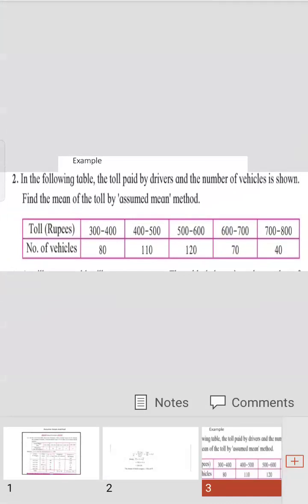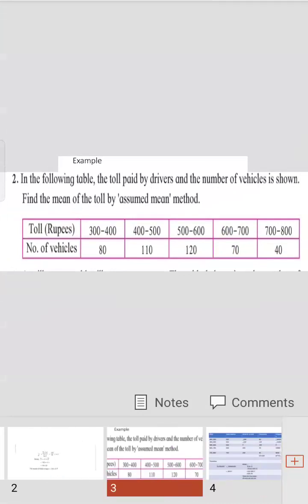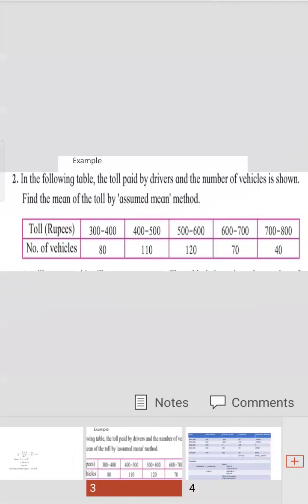Here toll in rupees and number of vehicles are given. First class is 300 to 400, second class is 400 to 500, third class is 500 to 600, fourth class is 600 to 700 and fifth class is 700 to 800. The number of vehicles paying toll: 300 to 400 has 80 vehicles, second class 110 vehicles, third class 120 vehicles, fourth class 70 vehicles, and fifth class 40 vehicles.